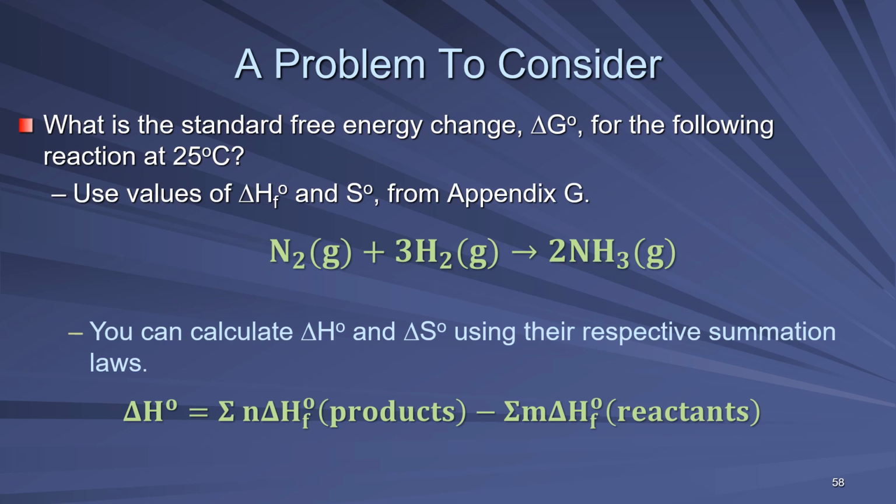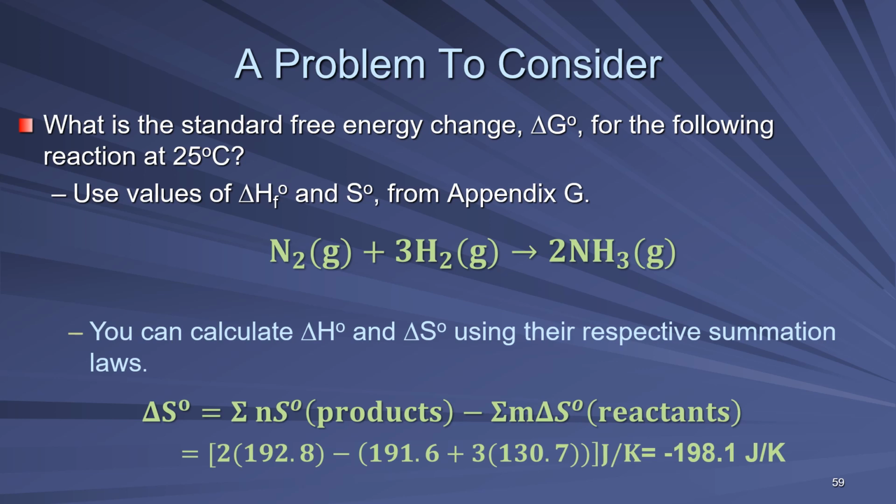So if you go through the math, delta H is, again, the products times their coefficients minus the reactants times their coefficients. In this case, the reactants are 0, so that one's easy. So 2 times negative 45.9 minus 0 is negative 91.8.